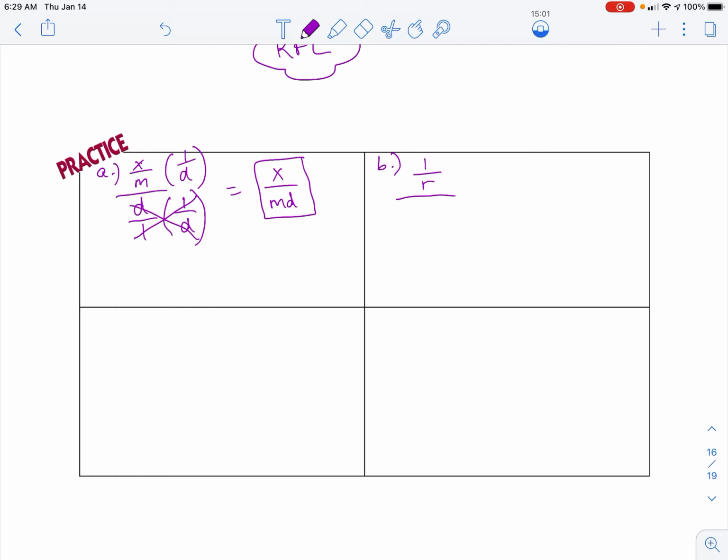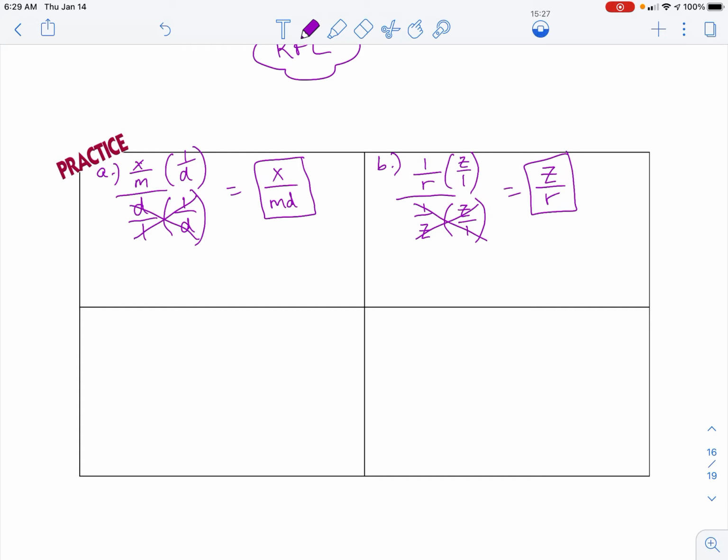Letter B, we have 1 over r over z, and I make that line slightly bigger. I would suggest you do it too because it can make things look confusing. Okay, we have the same issue here. We have a complex fraction, so we're going to multiply the denominator by its reciprocal to wipe it out. Whatever I do to my denominator, I must also do to my numerator. That's what that whole same quantity rule is about. This wipes out, and we end up with z over r.